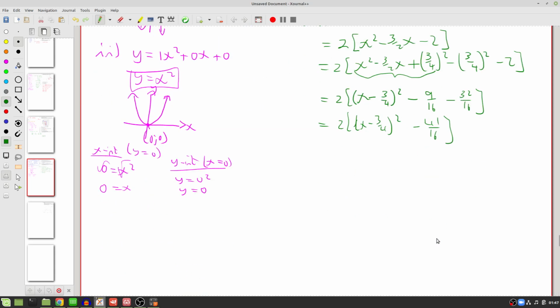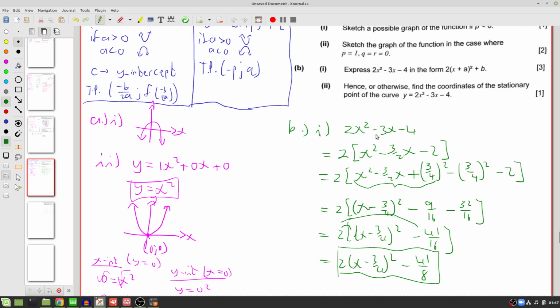And then as a final step here, we have to multiply the 2 into the big bracket. So into there, which gives us 2 times x minus 3 over 4 squared, and then into that part, if you multiply that by 2, you get negative 41 over 8. And that's done. That is our answer. Perfect. That was the first part of B.